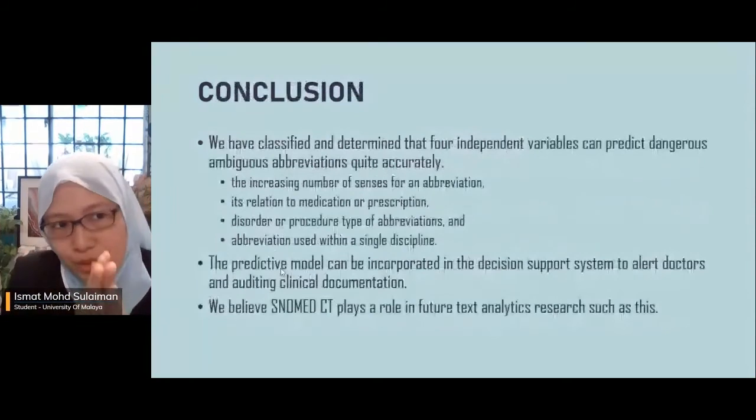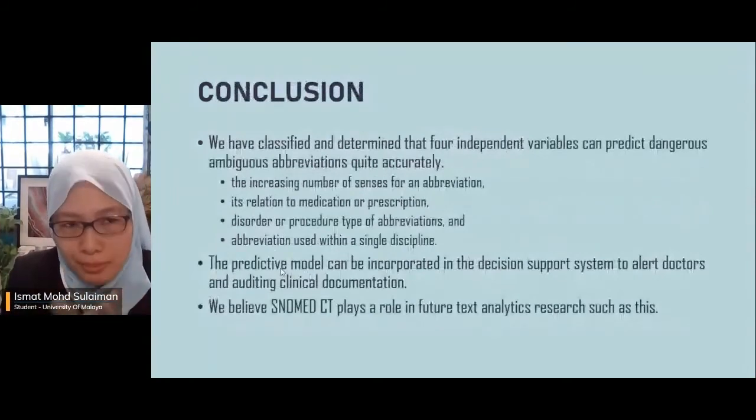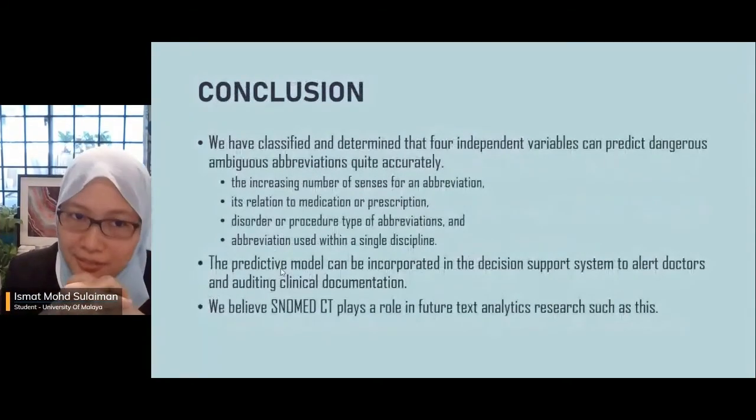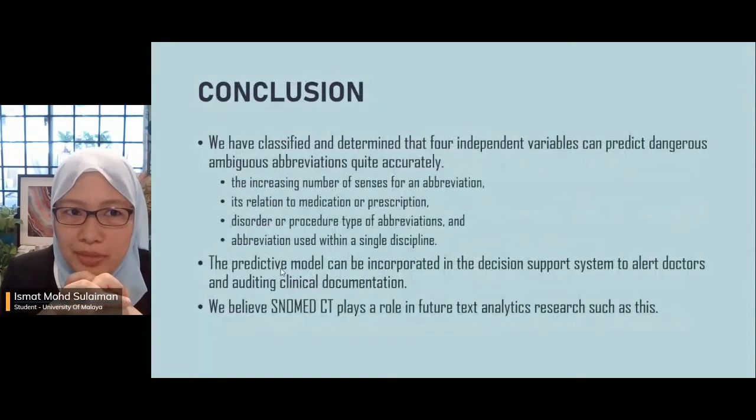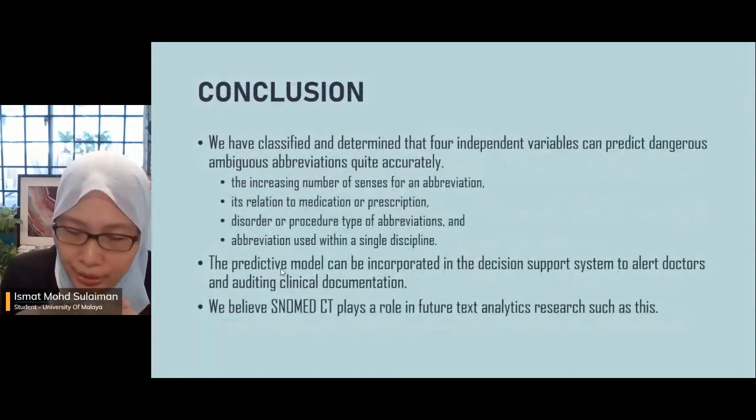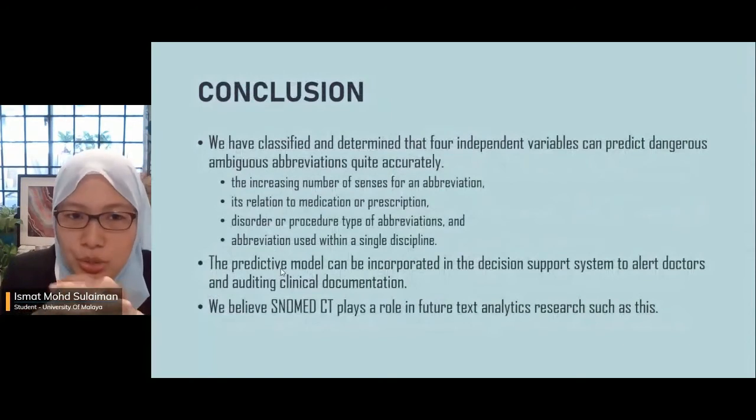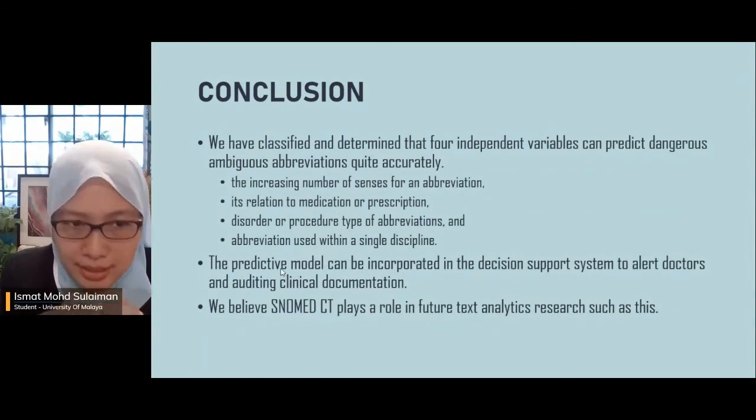So as a conclusion, from our study, we have classified and determined that there are 4 independent variables that can predict dangerous abbreviations quite accurately. One of them is using SNOMED CT as the predictor. The others are the increasing number of senses for an abbreviation, its relation to medication or prescription, and when the abbreviation is used in a single discipline.